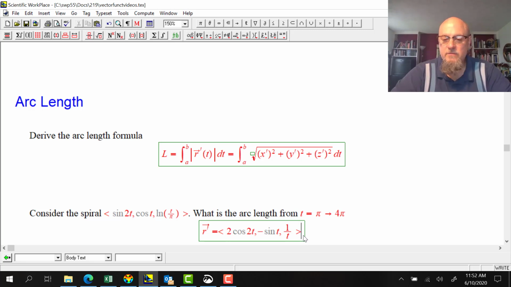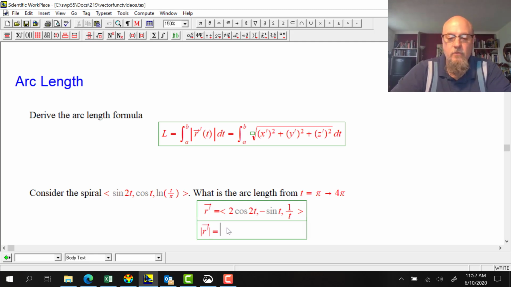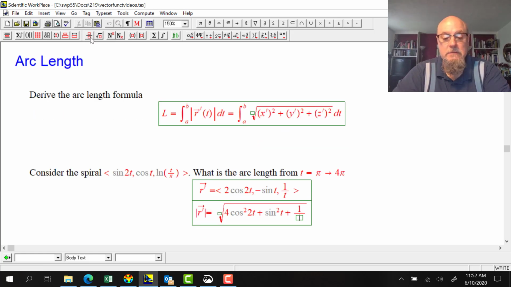So here's my tangent vector. Next, I need the magnitude of that tangent vector. So here's my big square root sign, square root of first component squared plus second component squared plus third component squared.